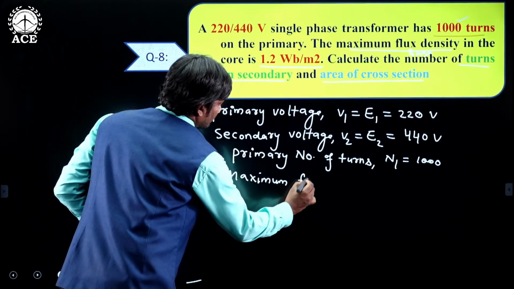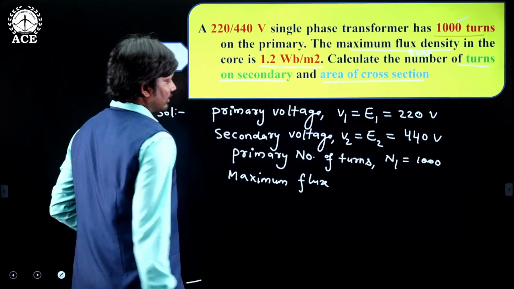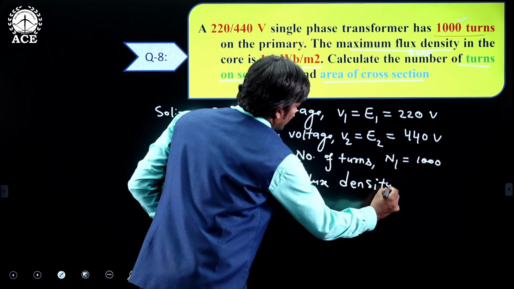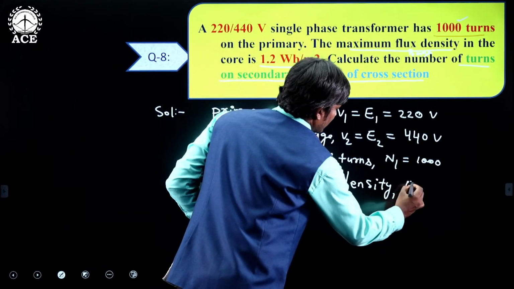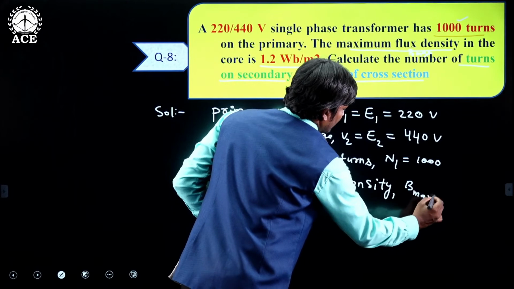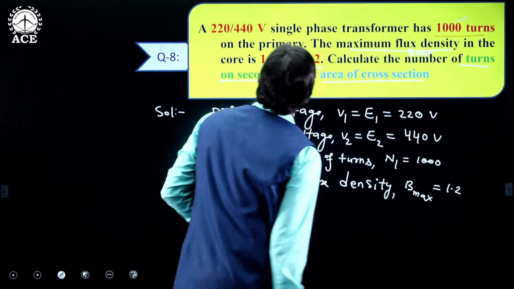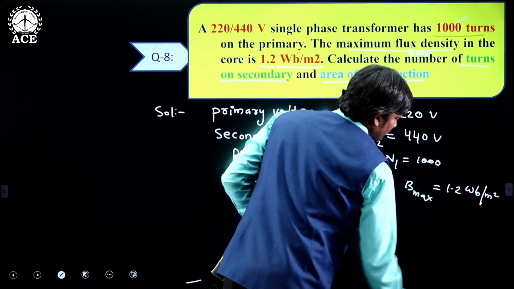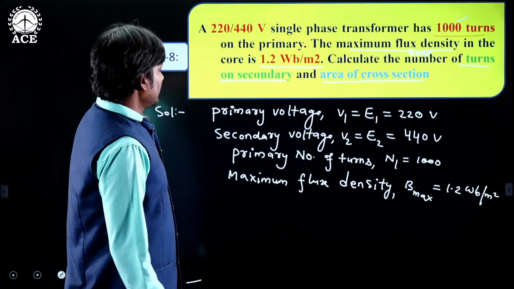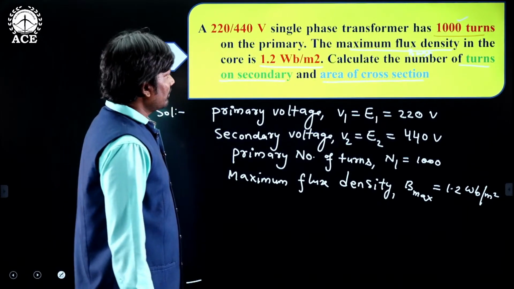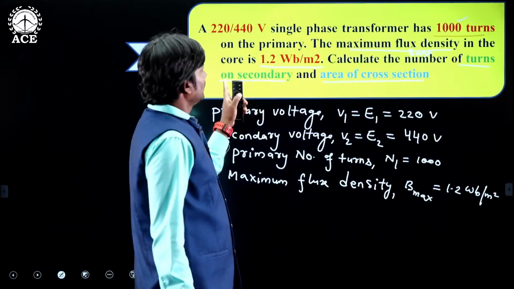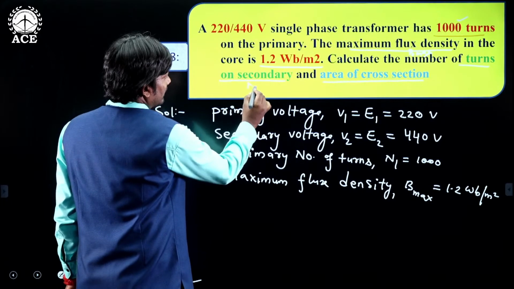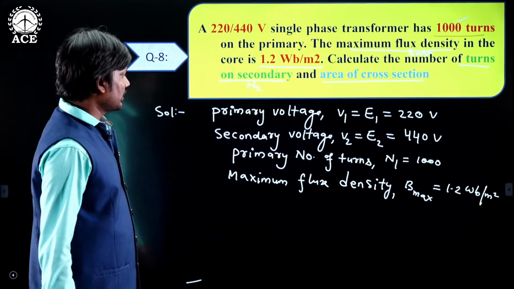Maximum flux density, that is B max, B max is equal to 1.2 Weber per meter square. Now this is the given data. Now what is our aim? First, calculate the number of turns on the secondary. Number of turns on the secondary means we need to calculate N2.